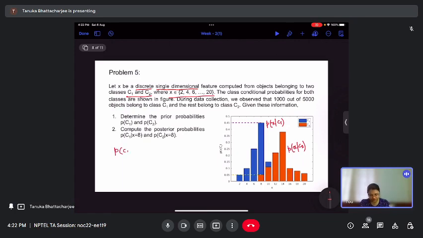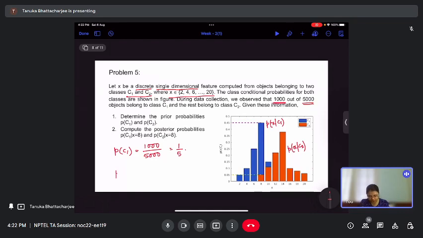So the prior probability of C1 will be given by, we are told that during data collection we observed that 1000 objects belong to class 1 out of 5000. So the fraction that belongs to class C1 is 1000 by 5000, which is equal to 1 by 5. So given 5000 objects, 1000 of them satisfy class C1. So the probability is 1000 by 5000, that is 1 by 5. This is the prior probability of class C1.